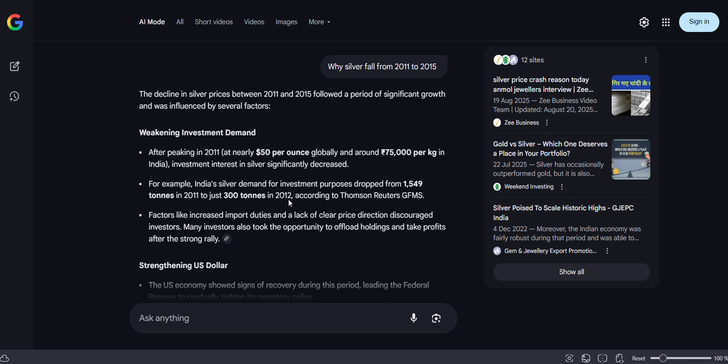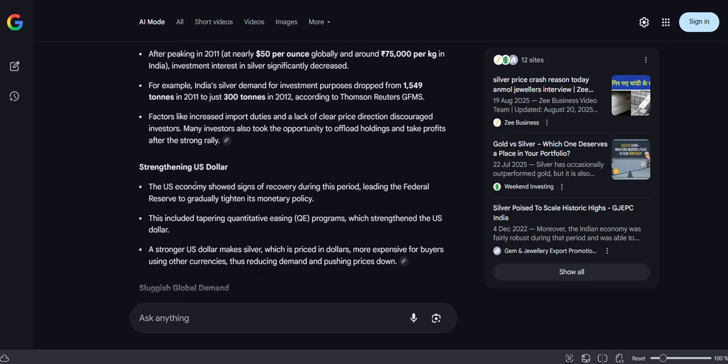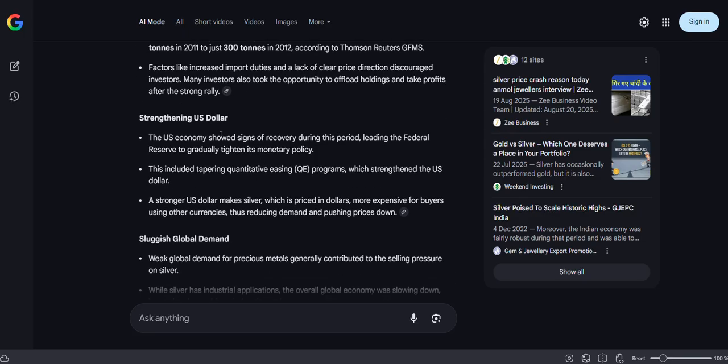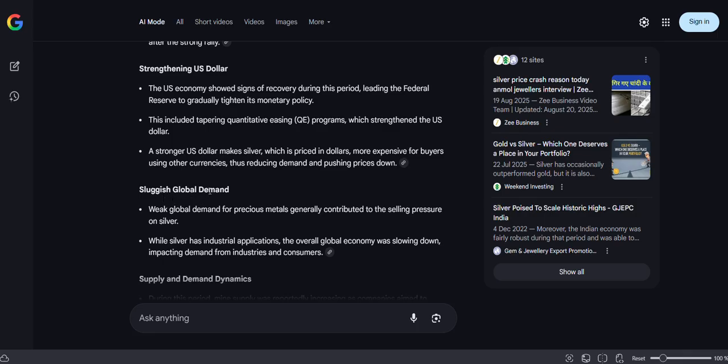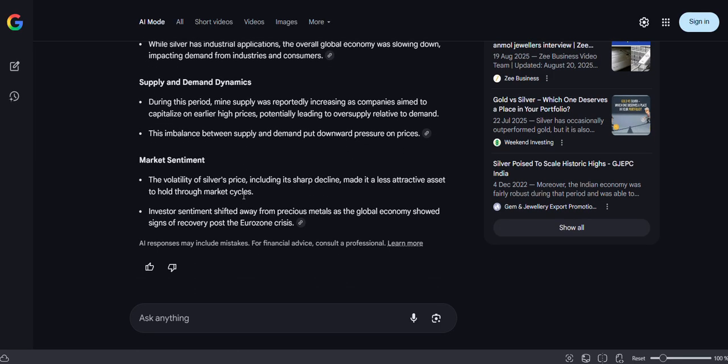Another thing, the India silver demand dropped again. So overall, they are saying that because of the price, demand would have been less, and during that time the demand was very less. And the strengthening of the US dollar. So the US economy became better, maybe. So the US dollar was strengthening, and there was sluggish global demand. So global demand also reduced, supply was more and demand was less, and overall sentiment was also down with the investors. So it has gone down. This is what they have written.